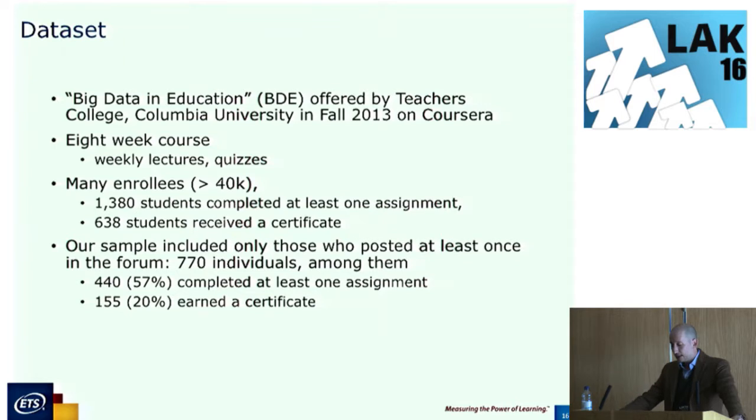That was originally a teacher's college course, and it was offered on Coursera. It was 8 weeks long. There were quizzes. Like many MOOCs, a lot of people enrolled. A smaller number of them were actively participating, and a smaller number still were actively participating in the forums. And so the selection effect for our sample is that we're down to about 770 who posted something, and therefore we can see among those 770 students what the relationship is between the network structure and these other covariates that we're going to look at.